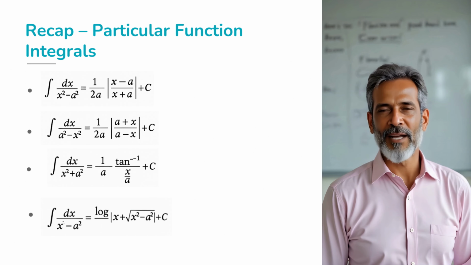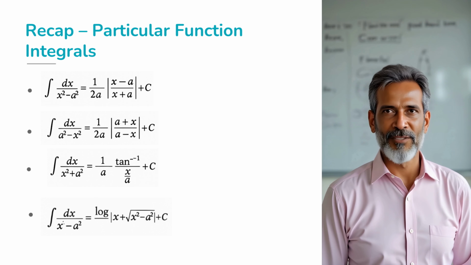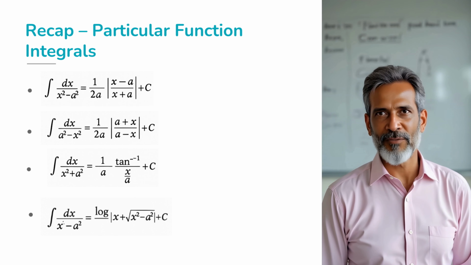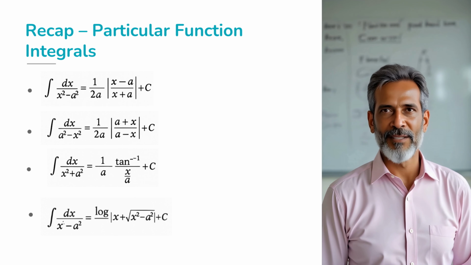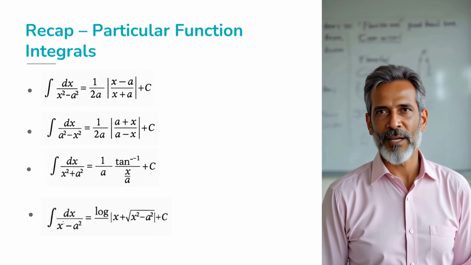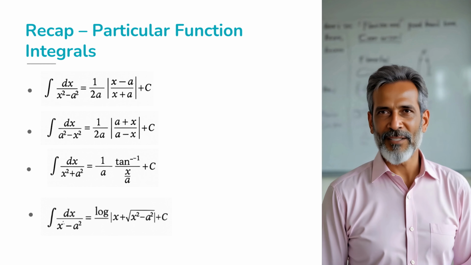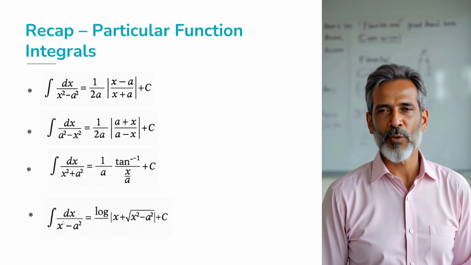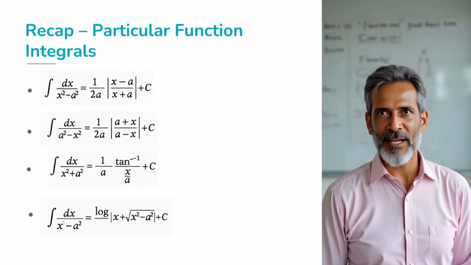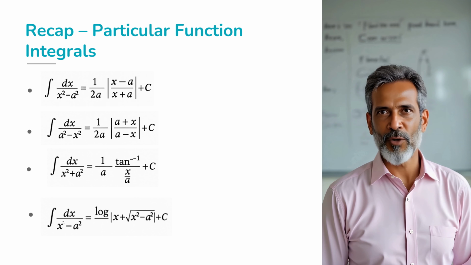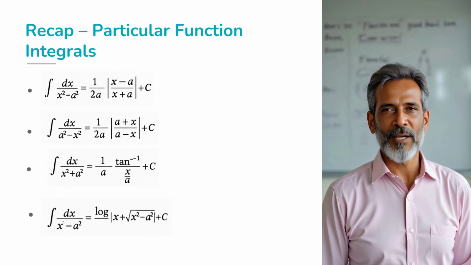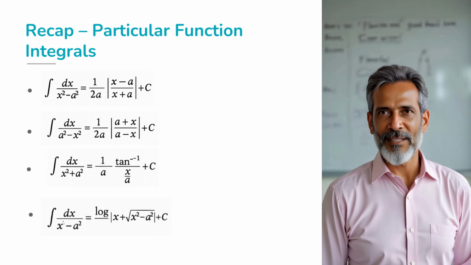Let's recap the 4 standard integrals we studied today. Number 1, dx over x squared minus a squared equals 1 by 2a log modulus of x minus a upon x plus a plus c. Number 2, dx over a squared minus x squared equals 1 by 2a log modulus of a plus x upon a minus x plus c. Number 3, dx over x squared plus a squared equals 1 over a tan inverse of x upon a plus c. Number 4, dx over root of x squared minus a squared equals log modulus of x plus root of x squared minus a squared plus c.